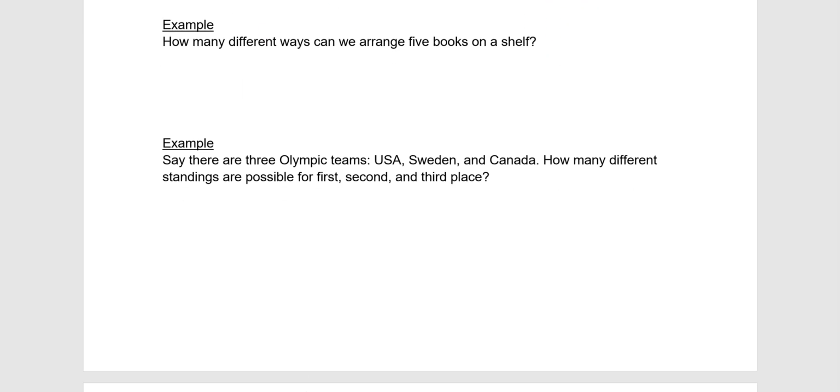Okay, so for this example, how many different ways can we arrange 5 books on a shelf? We are taking 5 books and seeing how many different ways we can put them in order. That's going to be the permutation 5 factorial, 5 times 4 times 3 times 2 times 1. That's going to give us 120 different ways.